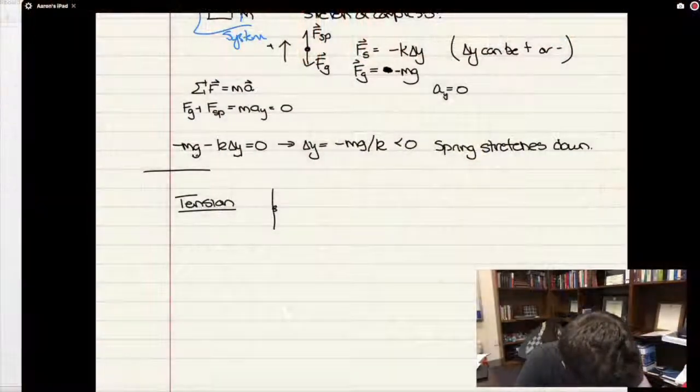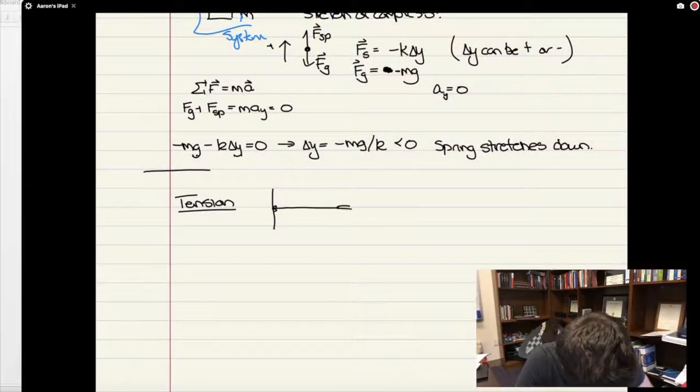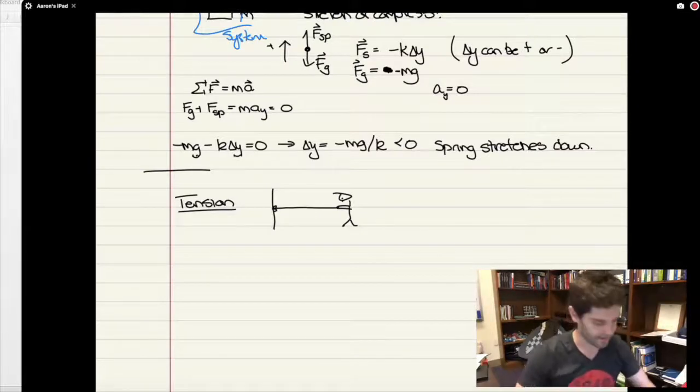And you might think, what's going on? If we were to do a free body diagram, my hand is touching the rope. We can even draw that real quick. Here's the wall. Here's a string that's attached to the wall. And I'm pulling on the rope.